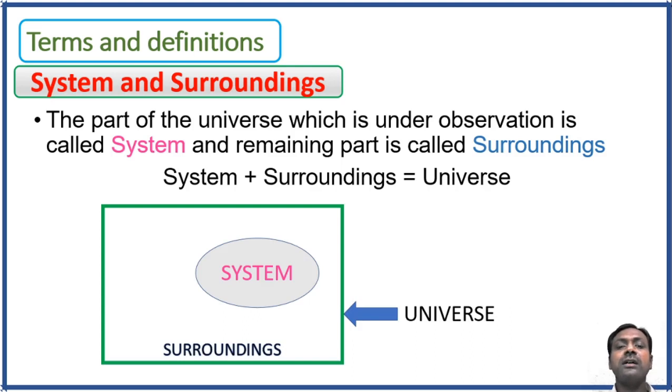With the help of this diagram we can see here. For example, this part is the system, and all the remaining portion throughout this box is nothing but the surroundings. Now let us discuss the types of systems. There are three types of systems present in the study of thermodynamics.